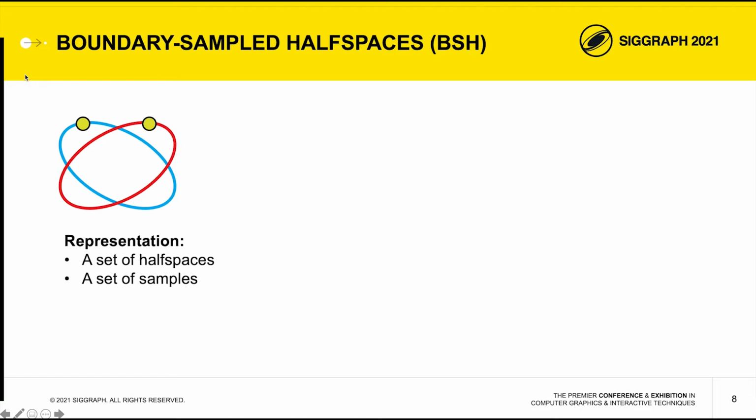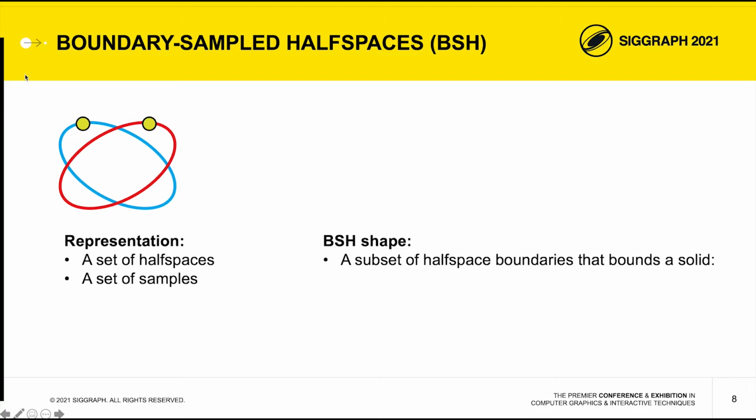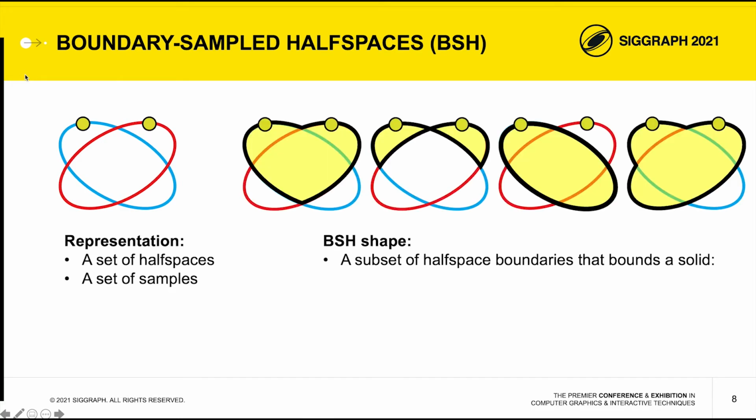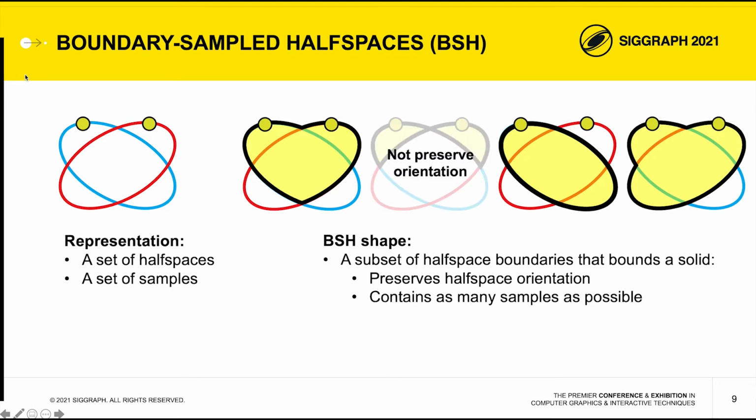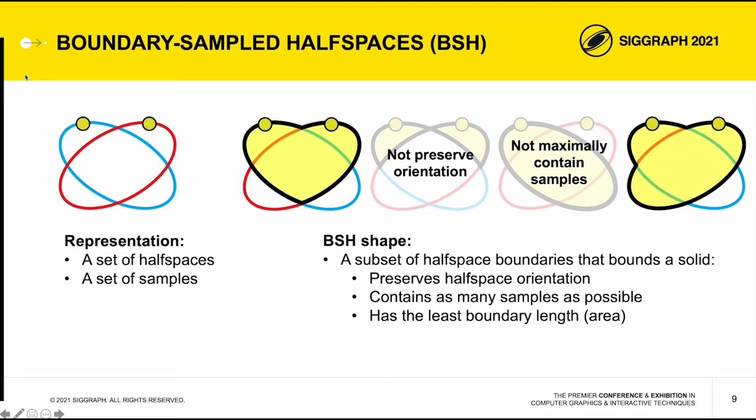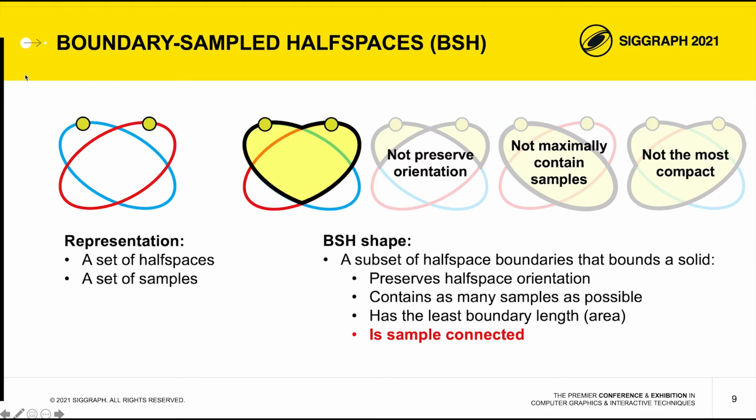The idea is to use these samples to indicate which part of the half-space boundary belongs to the boundary of the final solid shape. Our shape, which we call boundary sampled half-spaces, or BSH for short, is defined as the set of input half-space boundaries that form a solid shape. While there are many such possible shapes, we require the BSH shape to preserve the half-space orientation, contain as many samples as possible, and have the least boundary length in 2D or the least area in 3D. Lastly, we also require the output to be sample connected to avoid artifacts such as corner cutting caused by encouraging a compact shape. Please see the full presentation for details about sample connectedness.